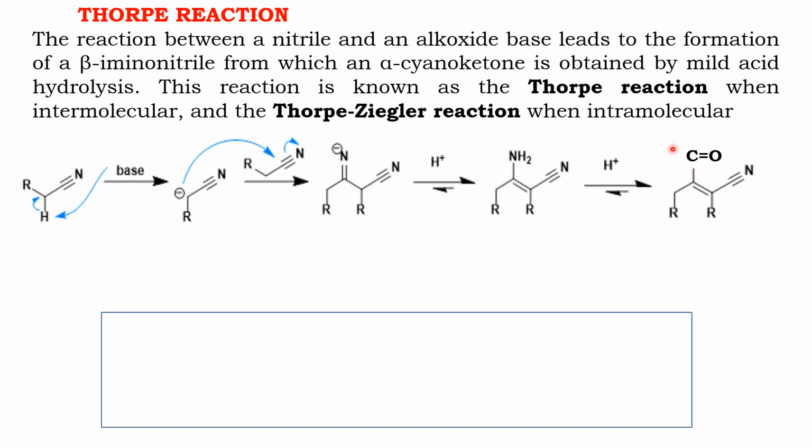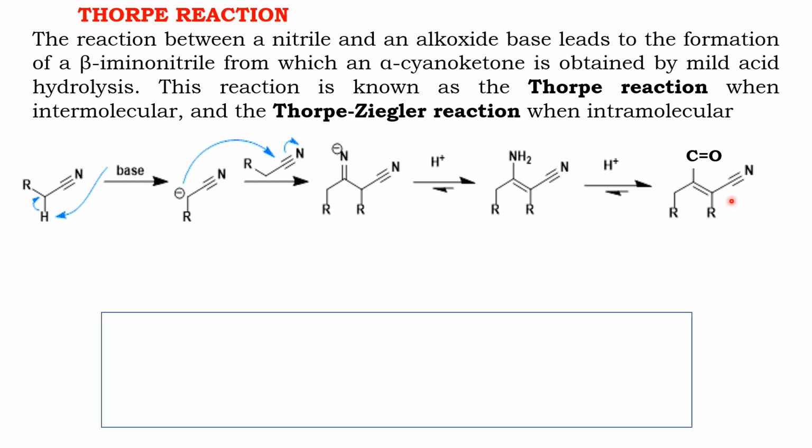this is a ketonic group, this is a C triple bond N. So this carbon atom is already here. This is a C double bond attached to this carbon atom. So at the alpha position, we have a CN group. So alpha cyanoketone. Basically this is a ketone and we have a cyanide group at the alpha position. This reaction is called Thorpe reaction.